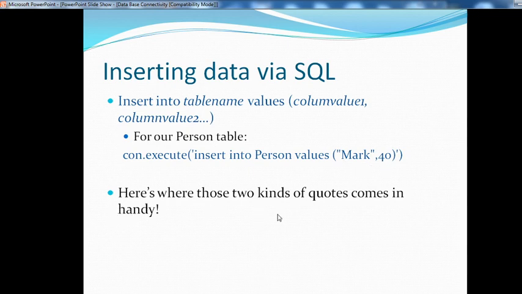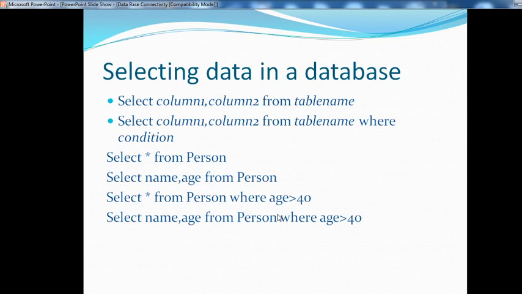Here is where those kinds of codes come in handy. Now selecting data in the database. How to select: SELECT column 1, column 2 FROM table name, or SELECT column 1, column 2 FROM table name WHERE condition applies. SELECT * FROM person displays the whole table. SELECT name, age FROM person. Then SELECT * FROM person WHERE age is greater than 40. Only those persons with age greater than 40 are displayed. At that time you fire this query, SELECT * FROM person WHERE age greater than 40.